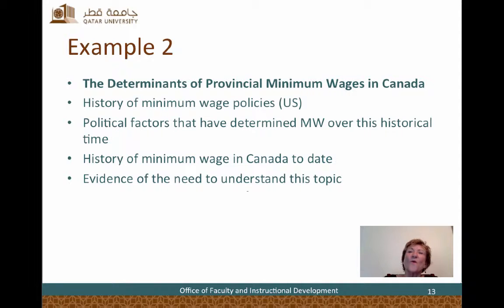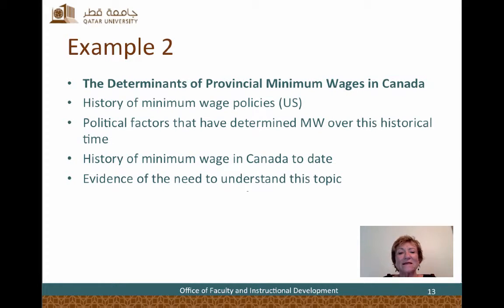Well, what was prepared was, first of all, the history of minimum wage policies. Just overall, where did minimum wage come from? When did people start looking at it and studying it and putting it into practice? And it turns out that most of the history had to do with the U.S. So then this researcher went to the political factors that determined minimum wages in this historical time in the U.S. In other words, if they're going to look at determinants of minimum wages, then they're going to look at what were the determinants in the past.